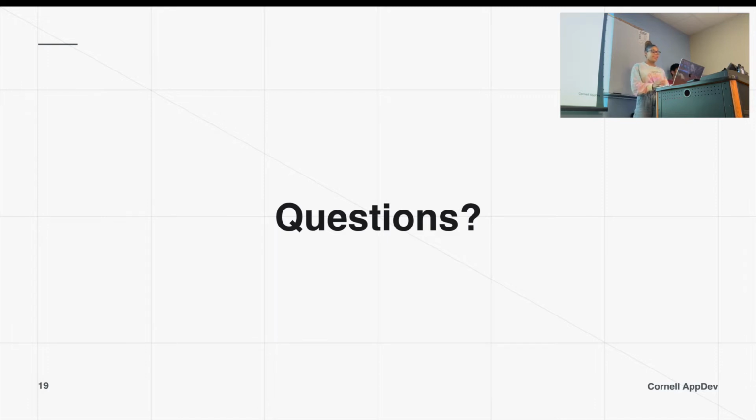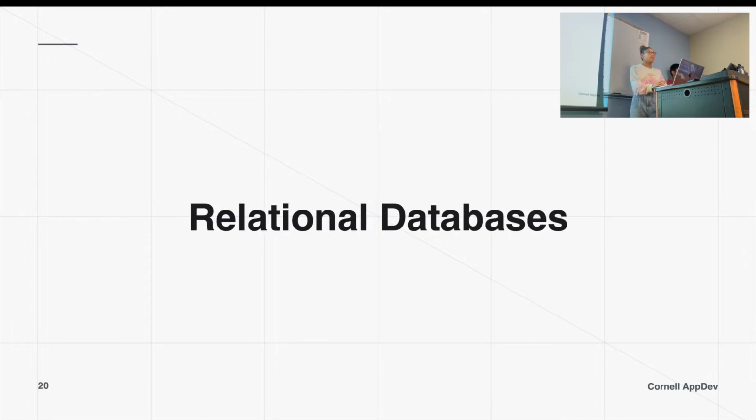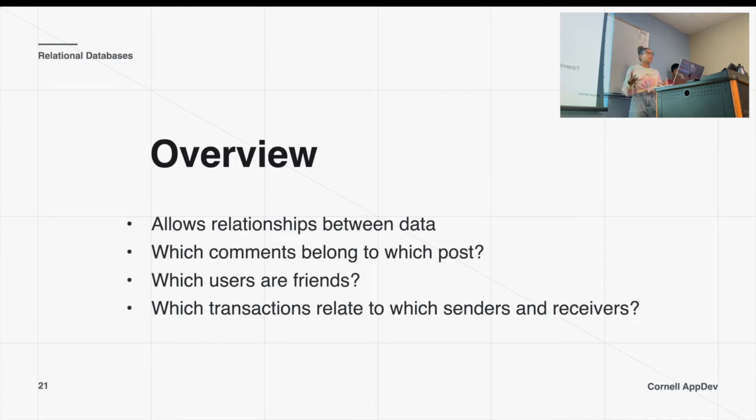Okay, so moving on. Relational databases. Relational databases allow relationships between data. So touching on PA1, we have several comments for one post. But how do we know which comments belong to which post? Relating those two units of information.